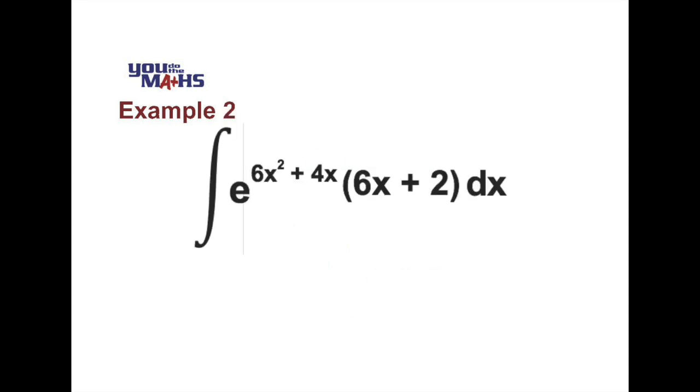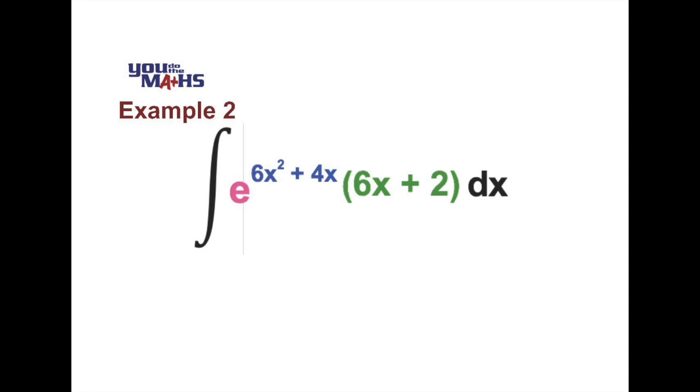Let's have a look at another example where we're integrating an exponential function multiplied by an algebraic expression. The first thing we should do is recognize that an exponential function is involved and look at the separate parts of that integral. We've done that here by looking at the colors. So we've got the basic value of e to a power, 6x squared plus 4x, all multiplied by 6x plus 2.